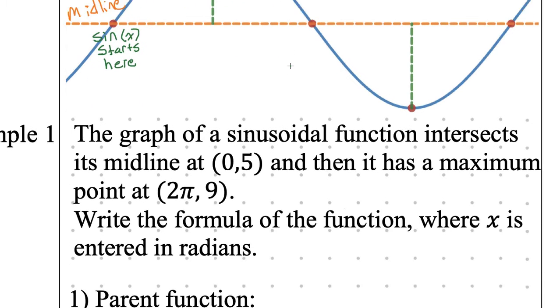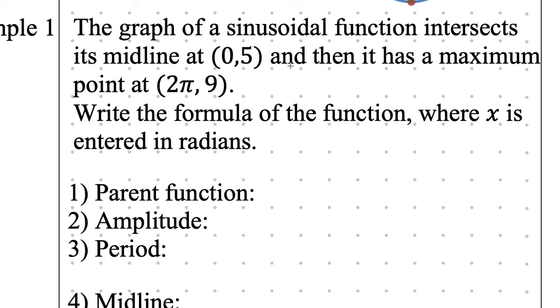So let's move on to the new stuff, the hard stuff. We have example number 1. So it's a sinusoidal function, so it's either a sine or a cosine wave. It's intersecting its midline at 0, 5, and it has a maximum at 2 pi, 9. That's all we're given. Given 2 points, and knowing it's a sine or a cosine wave. It feels like we're lacking a lot of information. It does tell you that we want to enter our function in radians also. So that means that we're doing 2 pi divided by the period instead of 360 degrees divided by the period, just like we're used to.